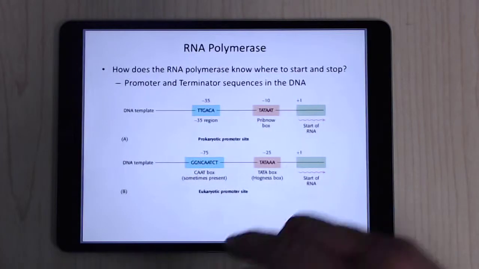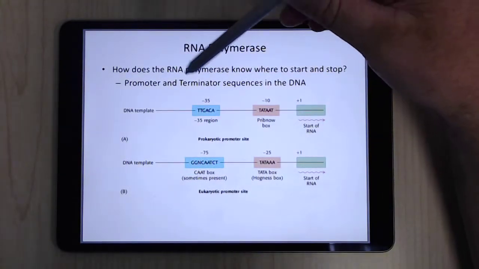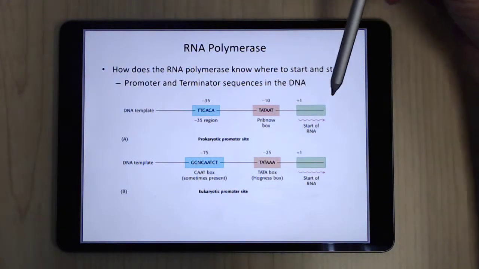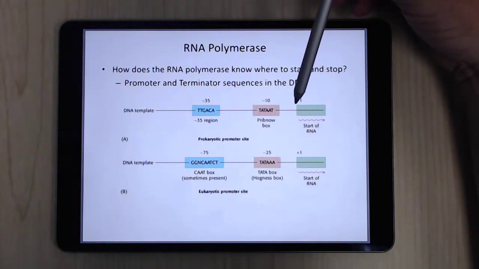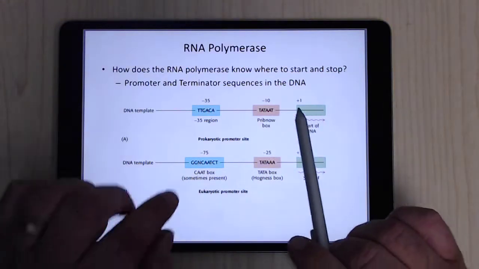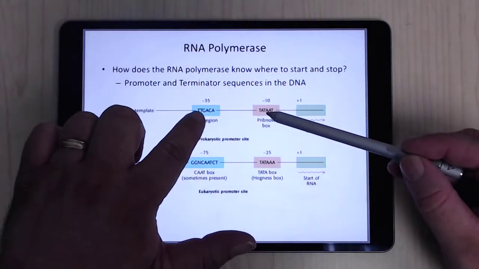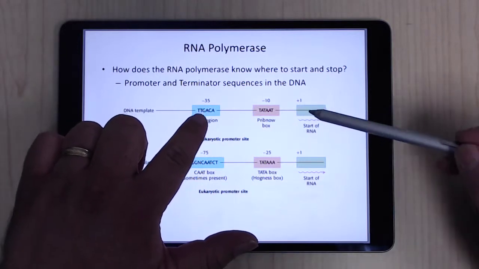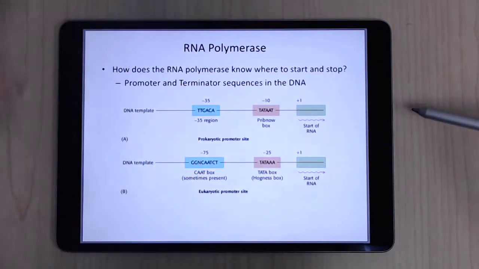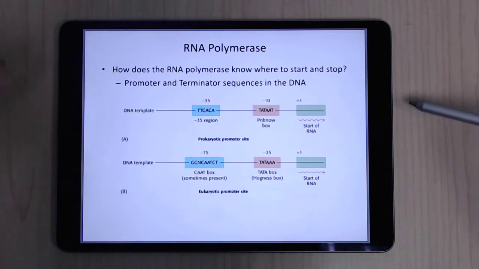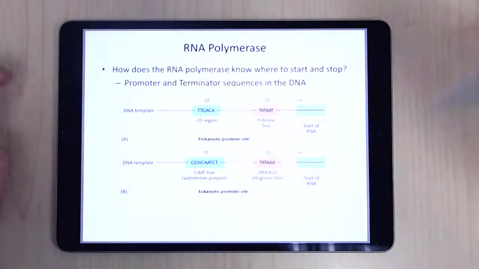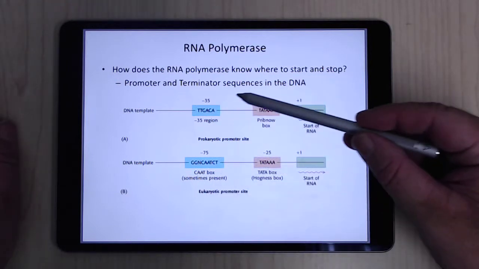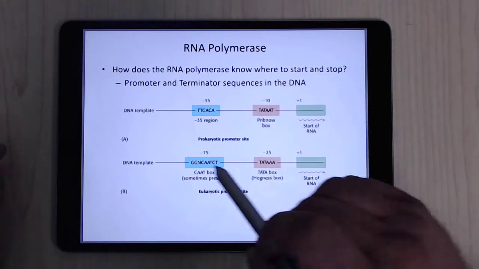So how the heck does it know where to start? Well, there are promoter regions just upstream of where you're going to want to start making your RNA. So it knows to grab at this spot, and this is where the RNA is going to start being made. There's a place where the polymerase can clamp down and then start making your RNA. There are different promoter regions to know.